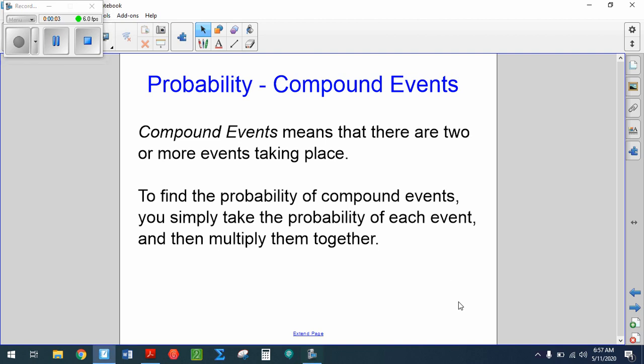In this video, we're going to learn how to take the probability of compound events. Compound events means that there are two or more events taking place. To find the probability of compound events, you simply take the probability of each event and multiply them together. It doesn't matter if there's 2 events or 3 events or 4 events happening. You can find the probability of multiple events by taking the probability of each one and multiplying those probabilities together.